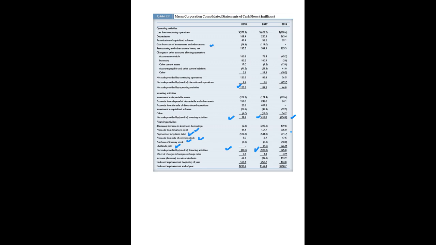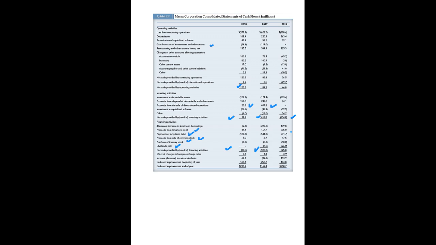And then in 2017 and 2016, they have some discontinued operations as well. The sales proceeds from discontinued operations over here are the biggest source of inflow in 2017, and also in 2018 as well.